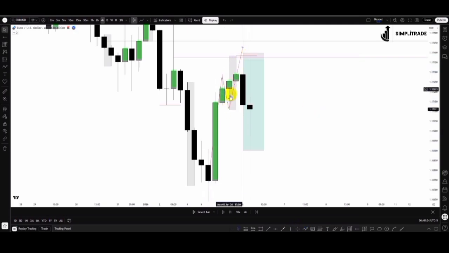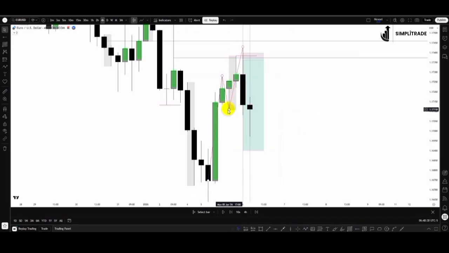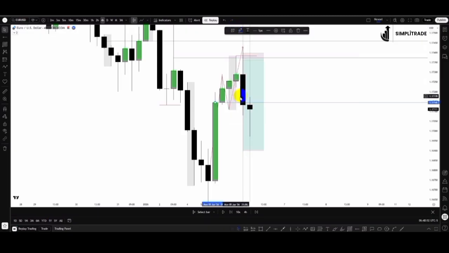Now ask yourself, where is the level that made this push after this pullback? Where's the level that pushed it? It is this open close price. It is this open close price here that gave us that push. So that is a 4-hour level that gave us the push to the upside.